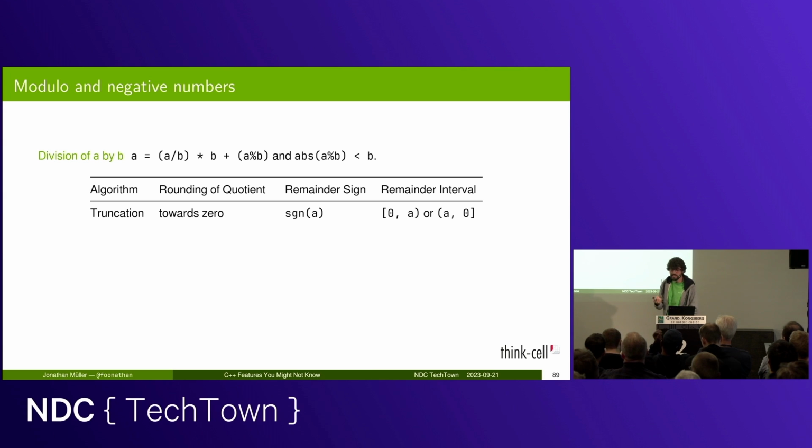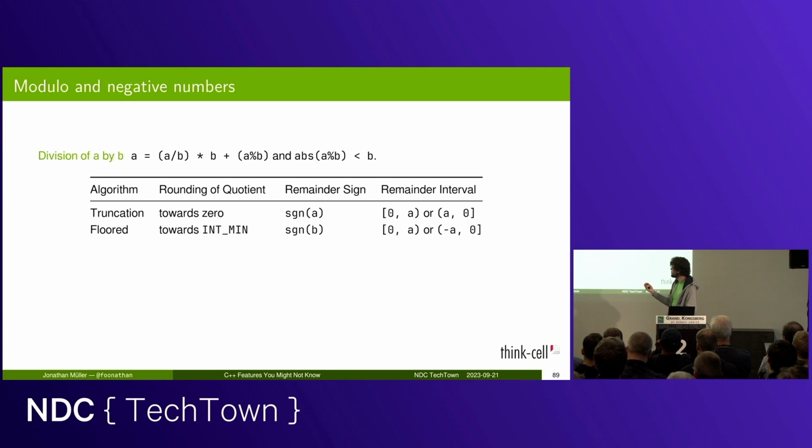You can use truncation. So a divided by b, and then you truncate. That means that you will round the quotient towards 0. The remainder will copy the sign of a, and will be in the interval either 0 to a or a to 0, depending on what the sign of a is. You can use float division, so you always round down towards int min. Then we will have the sign of b. And likewise, the remainder interval just flips a bit depending on the sign of b.